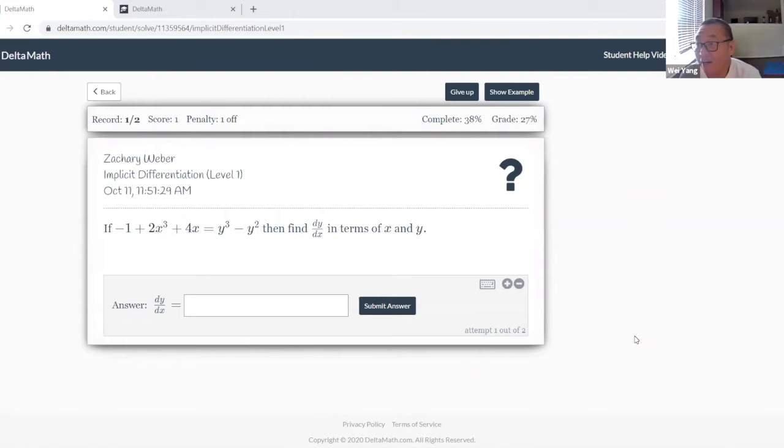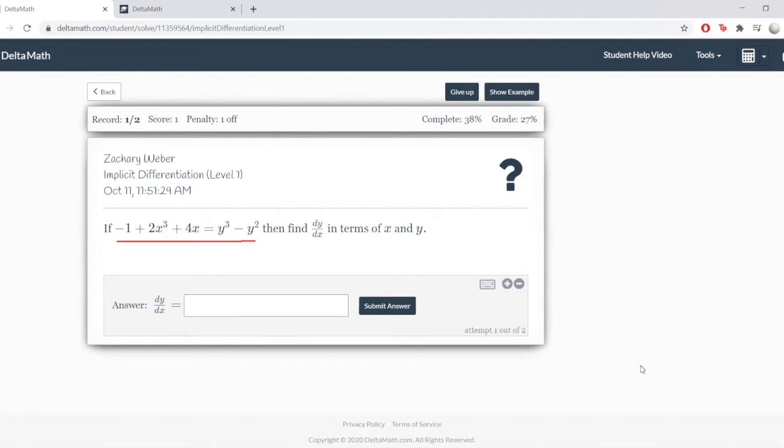Now let me annotate here. So they give you this function, right? Then you find dy over dx in terms of x and y.